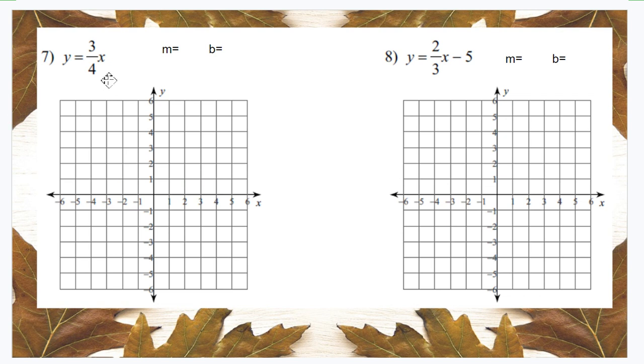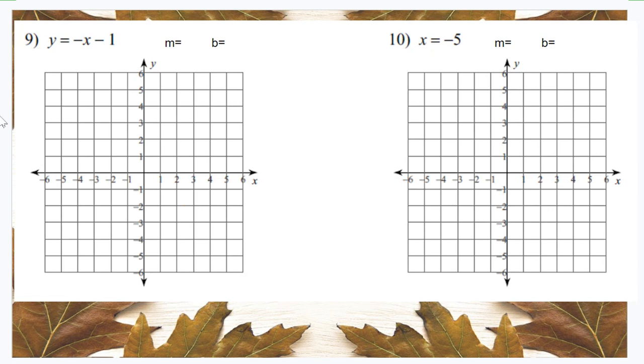7 and 8. This one doesn't have a b. So what number do you think is out here after the x? That would be just a 0. So the ordered pair for b would be 0, 0. So your starting point will just be right here at the origin, 0, 0.